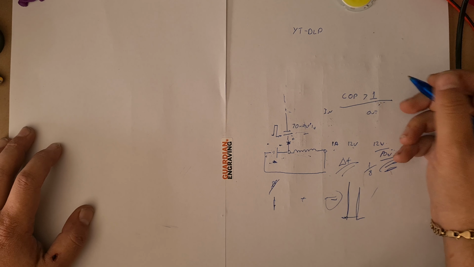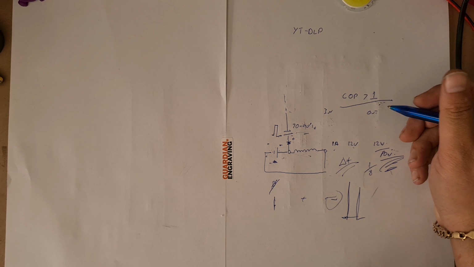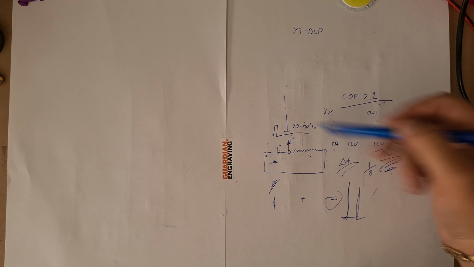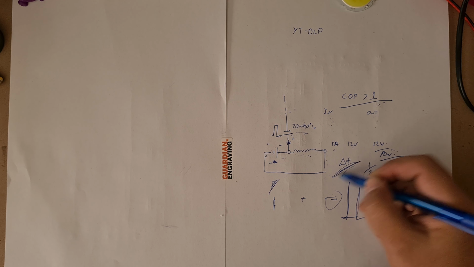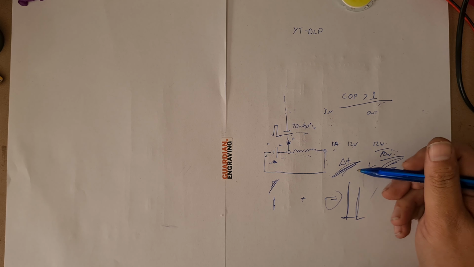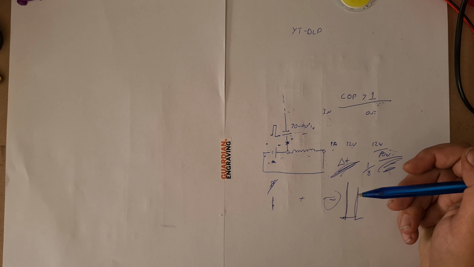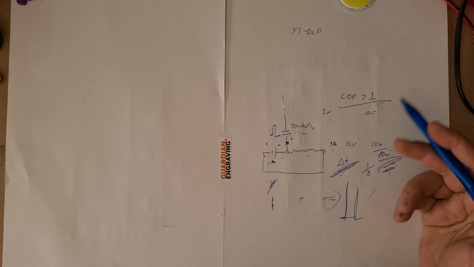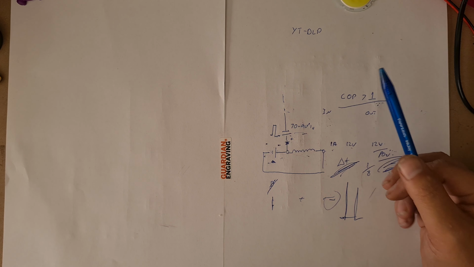So COP greater than 1 is very basic. This is basically all it is. You use energy in time, you split it up, you regauge it, and you can pretty much have all the energy that you want. It's the simplest thing on the planet.